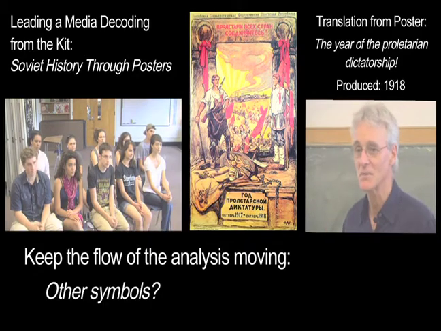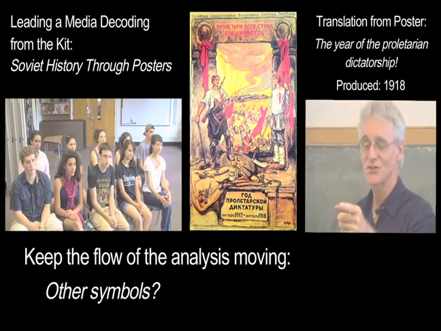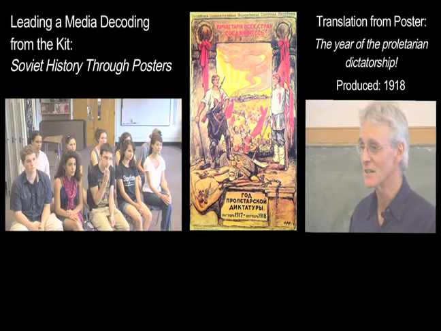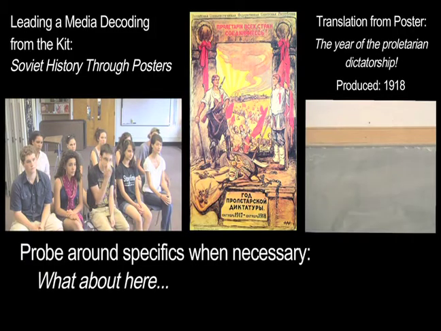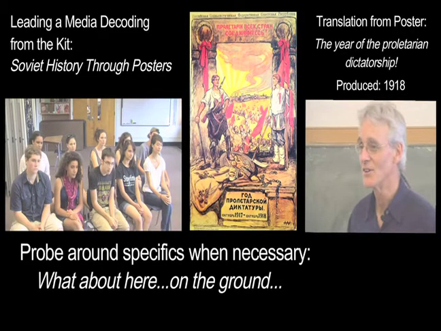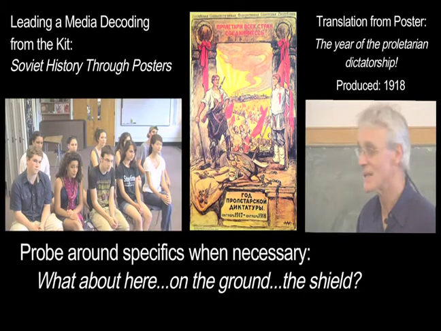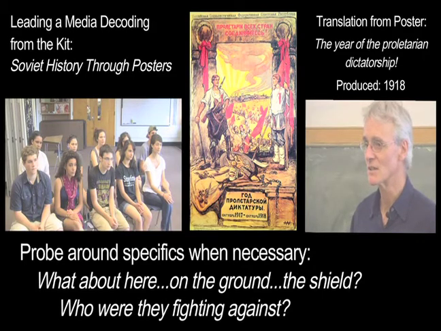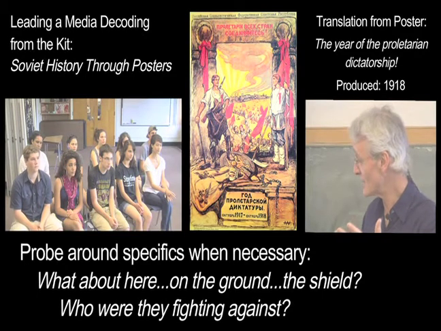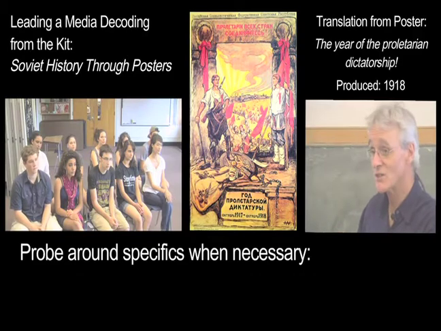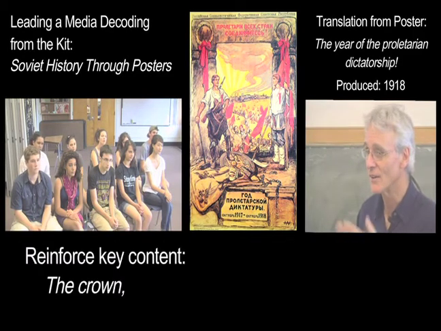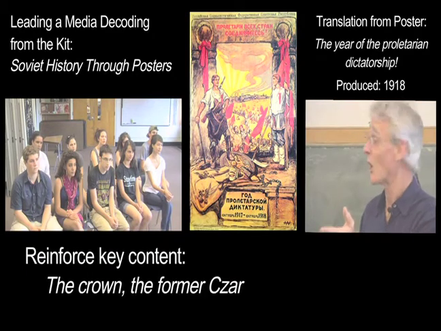Other symbols? The red flags that they're flying. Symbolizing? Communism. Excellent. Other symbols that you see? Anybody else? What about here, on the ground? That shield. What might that symbolize? The fight they went through. They've been fighting. Who were they fighting against? Capitalists. Capitalists in some cases, but in the case of the Tsar, what else is down there along with the shield? The crown. Former Tsar and the leader.